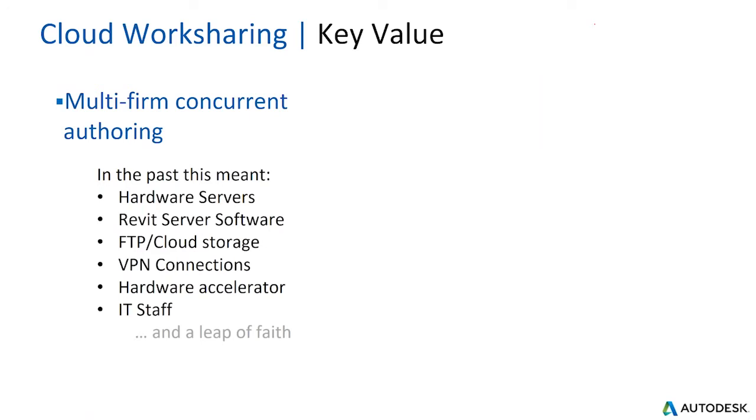There was cost in dollars and time and people to get multi-firm concurrent authoring in the past. You'd have to get a hardware server. You would typically run Revit Server. For your additional ancillary files, you would have an FTP or cloud storage site in addition to these other servers. You would definitely need, this is the magic recipe right here, the magic ingredient, a VPN connection. Some folks would do a hardware accelerator, and then definitely the other magic recipe ingredient was the IT staff. For the project manager, this meant they would take a giant pill of a leap of faith.